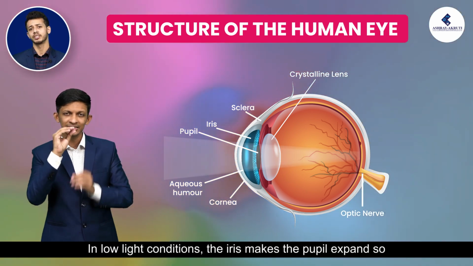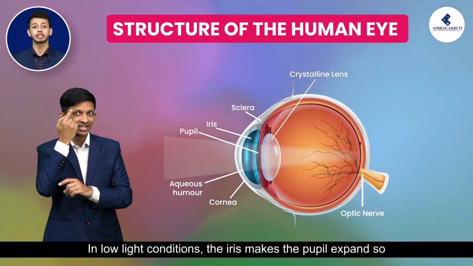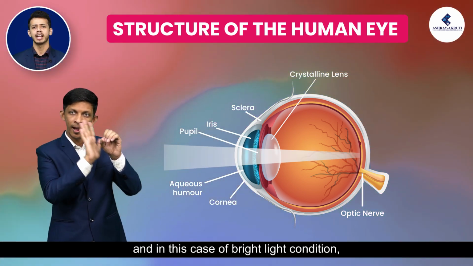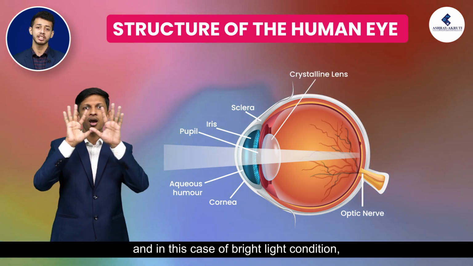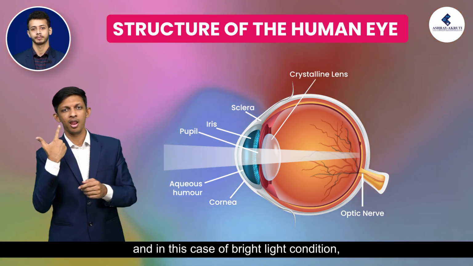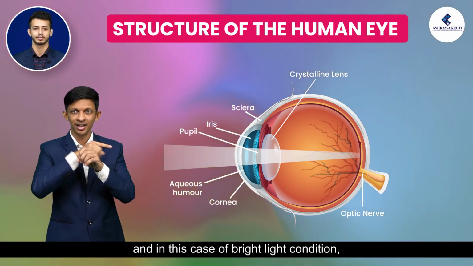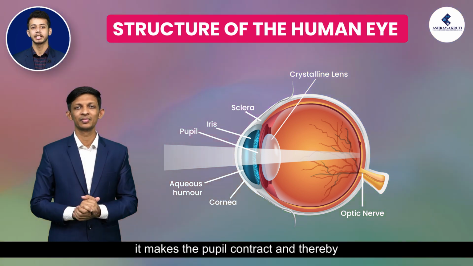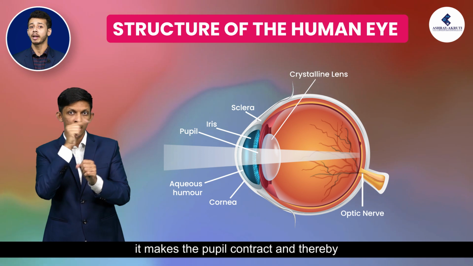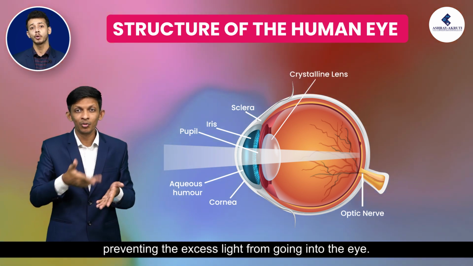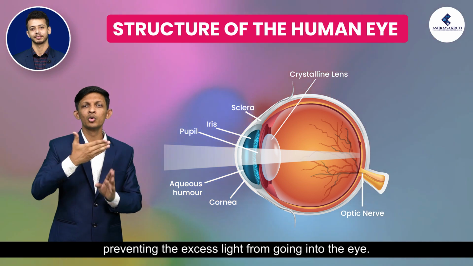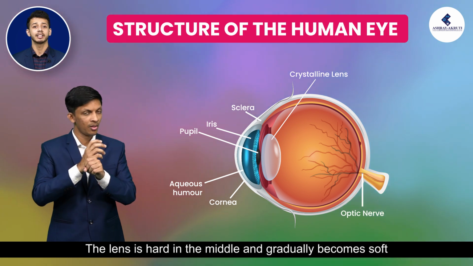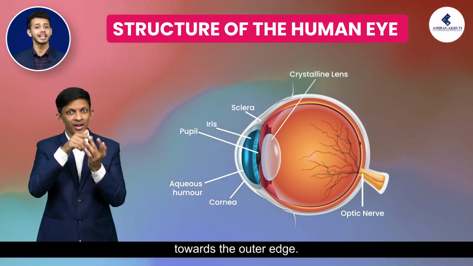In low light conditions, the iris makes the pupil expand so that more light is allowed to go in, and in the case of bright light conditions, it makes the pupil contract, thereby preventing the excess light from going into the eye. The lens is hard in the middle and gradually becomes soft towards the outer edge.